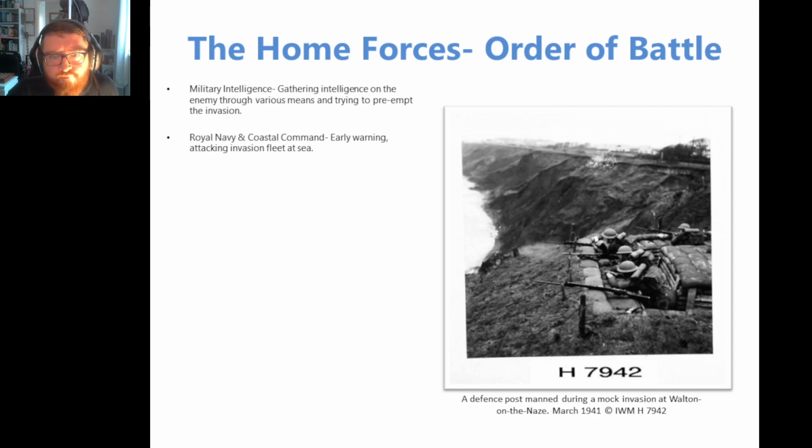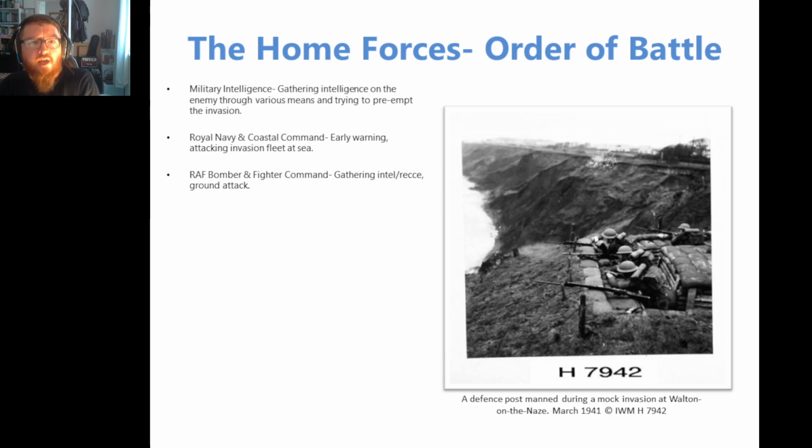So, we have military intelligence and the Royal Navy. We're not even anywhere near the coastline or making landfall at the minute. These are two things which were right at the top of the order of battle. What have we got next? RAF Bomber and Fighter Command. So obviously we know that Fighter Command was lucky, well, not lucky, but won the Battle of Britain, and therefore the German forces didn't have air superiority over the UK, which was kind of a prerequisite to invasion.